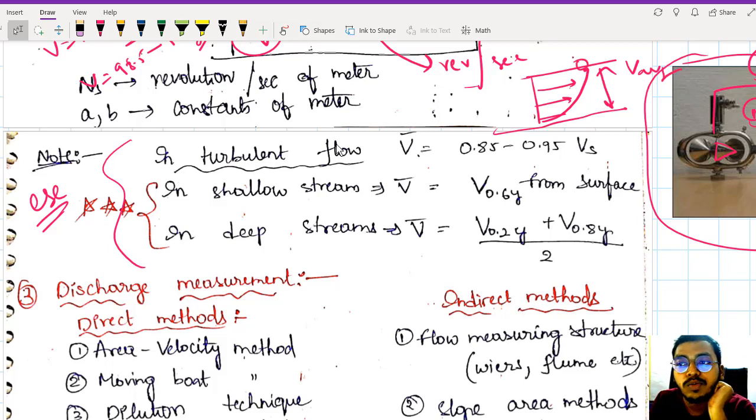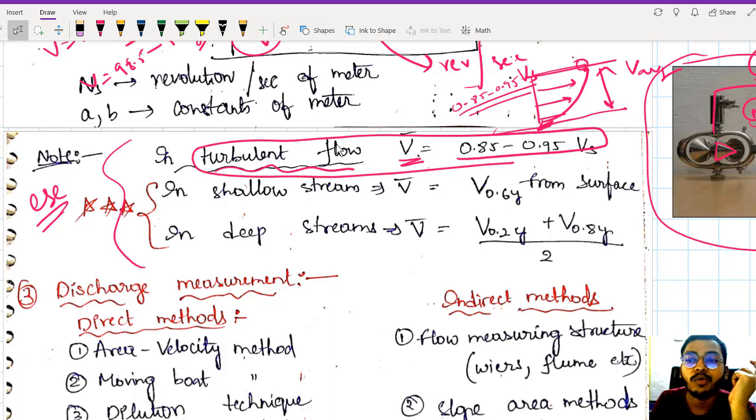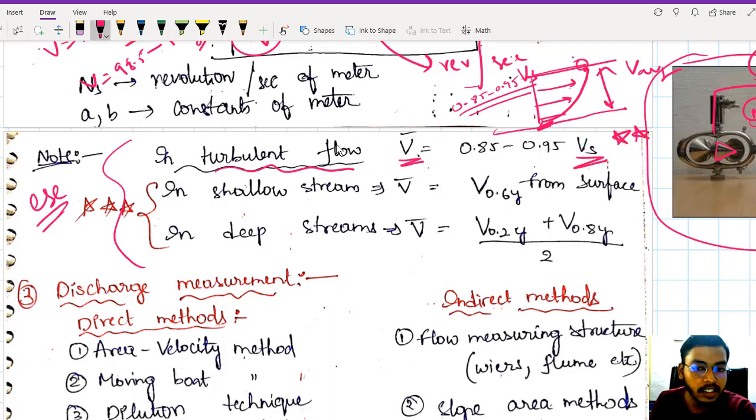You know, the velocity is more at the surface and the velocity is minimum at your bottom. So in general, if it is a turbulent flow, as we have studied in the float method, your velocity will be taken as 0.85 to 0.95 of your surface velocity. Okay, very important bit, remember this, this is for turbulent flow, 0.85 to 0.95 of your surface velocity.